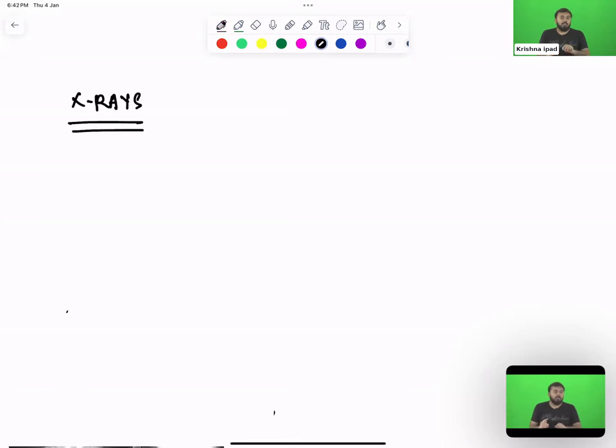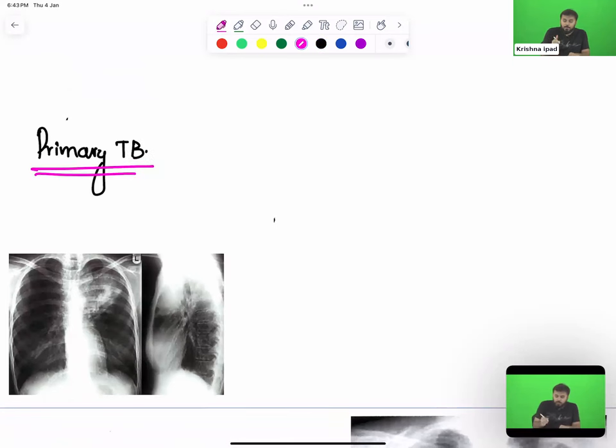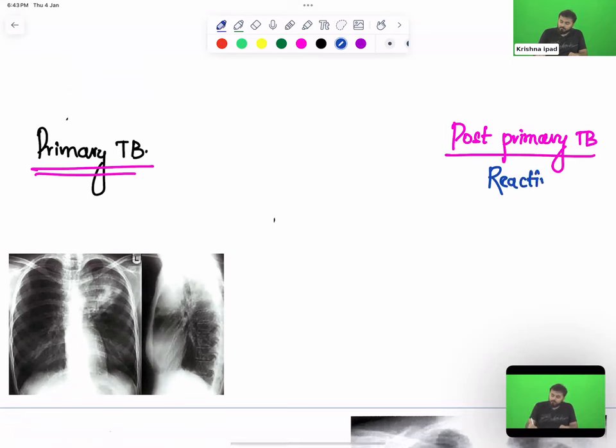So let us look at the X-rays now. We will discuss the X-rays of two groups of patients. One group of patients who freshly came with TB, this is called primary TB. Another group of patients who already had TB, completely cured, and now again he came with TB. This is called reactivated TB, reactivation of TB. Now all of you don't write anything, just watch and look at the X-rays which I'm teaching you. Primary TB, and another group is post-primary TB, which you also call a reactivation.